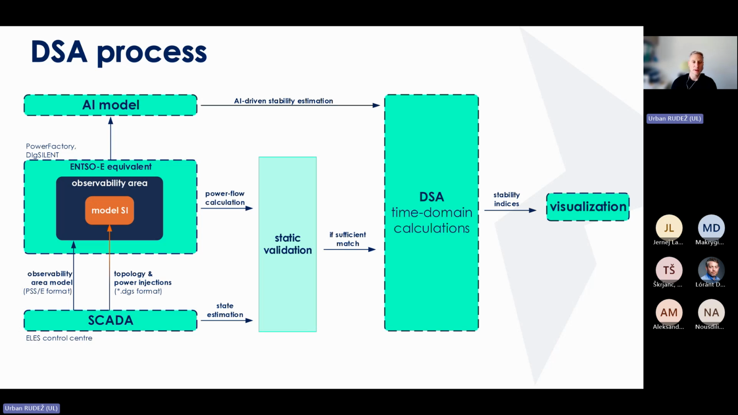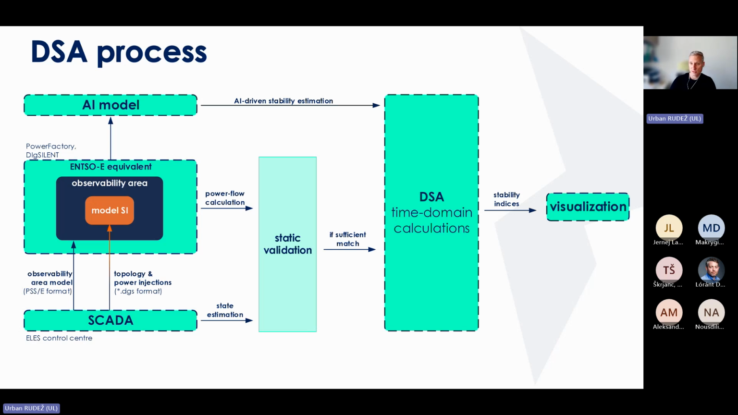And we, of course, compare those calculations with the state estimator results from the SCADA. And whenever we detect the sufficient match between both, and this is the case in 99% of all situations, this is when we go into the time domain calculations being run by the DSA. Now, this process is usually very time consuming, and this is why we're using the AI model providing, let's say, some initial estimates of the stability indices, the stability margins, in order to skip quite a lot of simulations, and in this way, speed up the whole process.